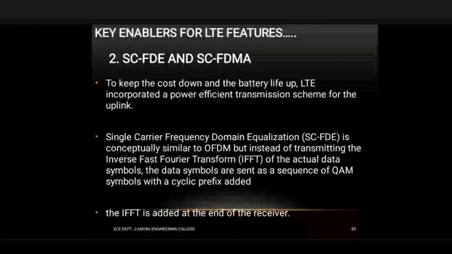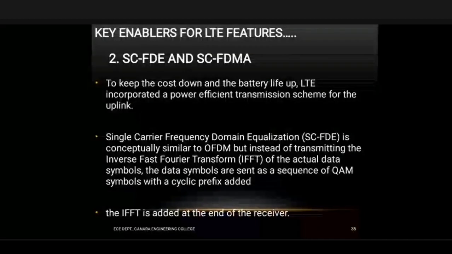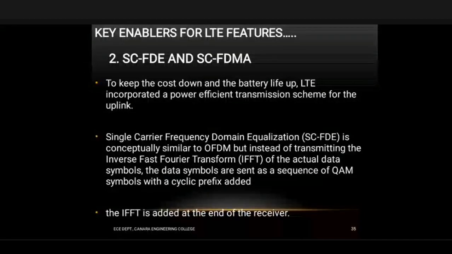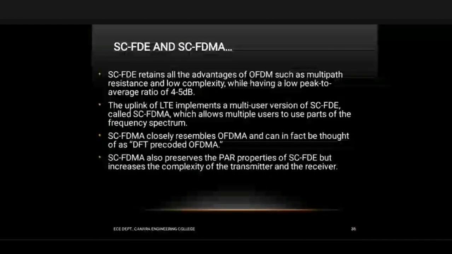So SC-FDE is conceptually similar to OFDM, but instead of transmitting the IFFT of the actual data symbols, the data symbols are sent as a sequence of single carrier symbols with a cyclic prefix added. Okay, so this is the difference. The IFFT is moved to the end of the transmitter, and these signals have a low PAR of 4 to 5 dB compared to OFDM.